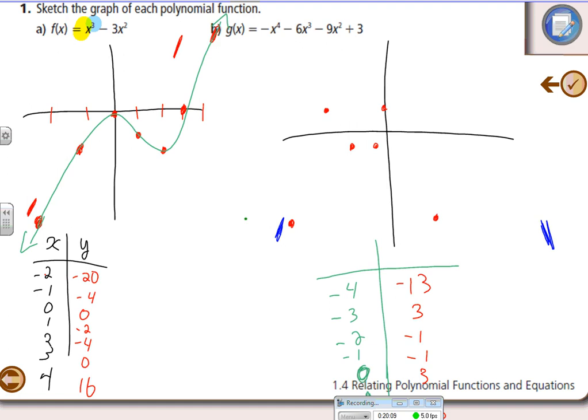So it's got to look something, and again it's a sketch, so it does not have to be perfect, but it's going to be something like that. And yes, that followed what we wanted. It ended going down because of the negative in front, and it started and ended at the same place because it was an even degree.